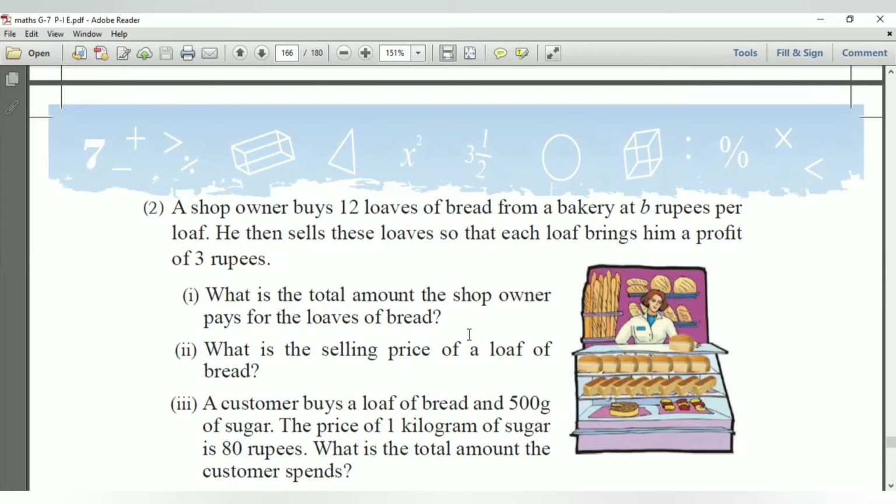How much did he spend to buy the bread? That is the first question. Then the second question is, what is the selling price of a loaf of bread?